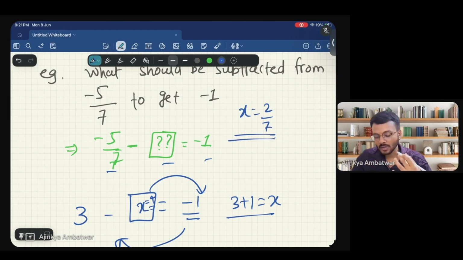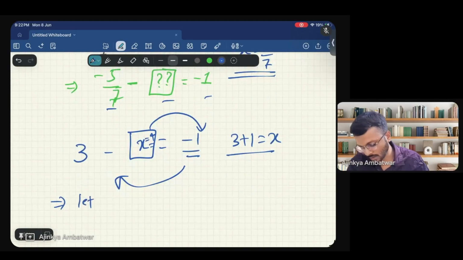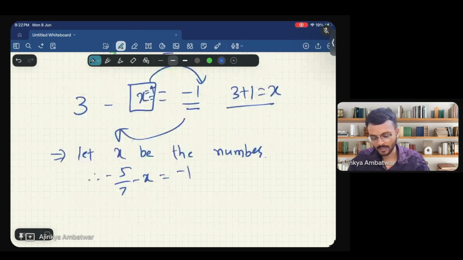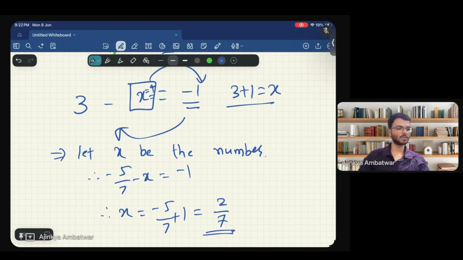How to actually write it in the exam? You have to first say, let x be the number. You have to write like this. Let x be the number. Therefore, minus 5 by 7 minus x is equal to minus 1. Therefore, x is equal to minus 5 by 7 plus 1, which is 2 by 7. That's it. That's how you should attempt.